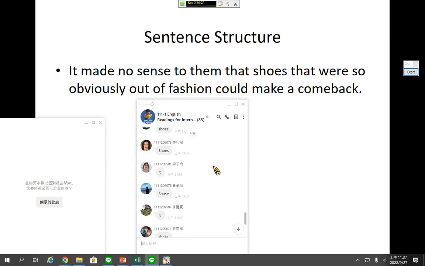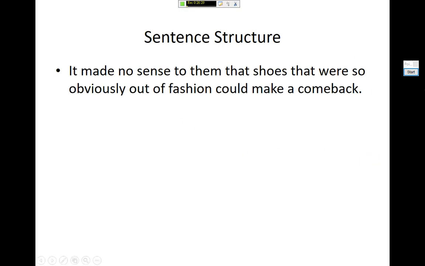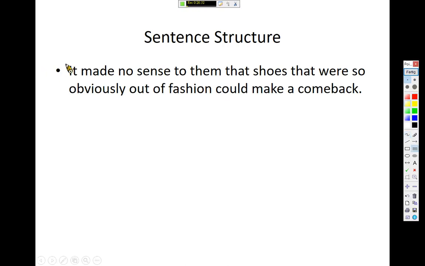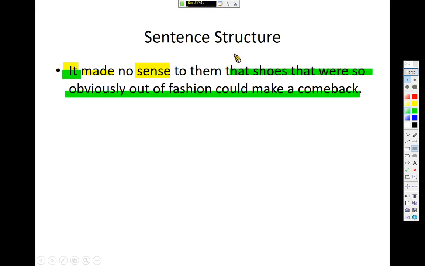Okay, it's not shoes, it is "it", but not anything else, okay? So the subject for this one is "it". And the transitive verb is "made". The object is "sense", okay? So that's it, "it made sense". This is the core component for this one. All else are modifiers, but something you have to remember: "it" refers to "that shoes that were so obviously out of fashion could make a comeback", the thing. This is the whole issue, which "it" refers to.